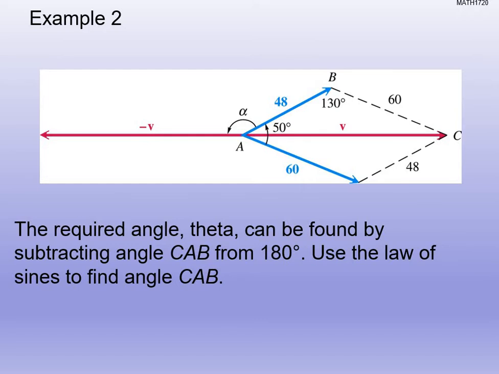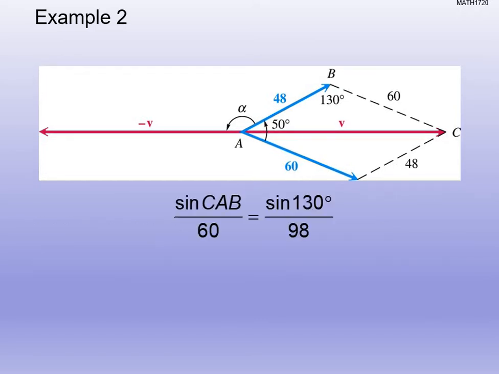We have to actually calculate it. And then once we calculate it, we can do 180 minus that to get alpha, because they are supplementary angles. All right, they add up to 180. So when we do that, we're going to use the law of sines to find CAB.